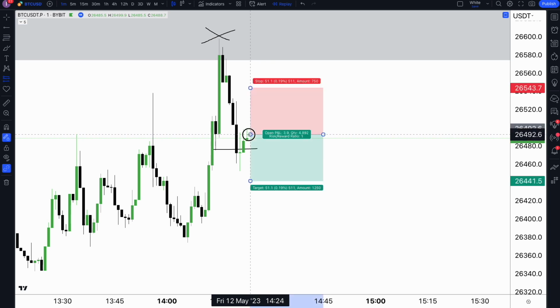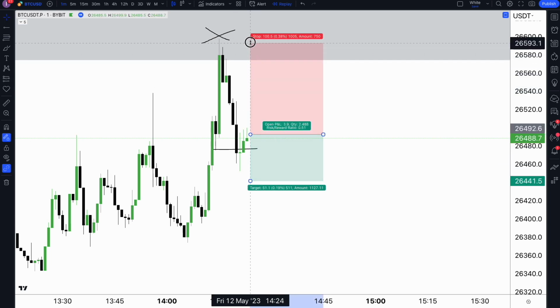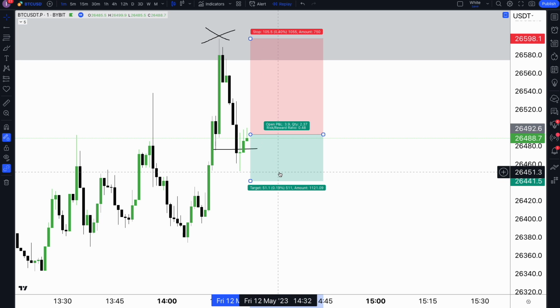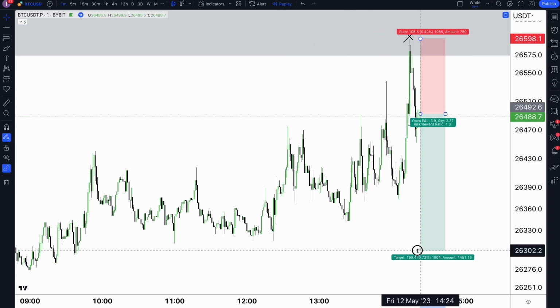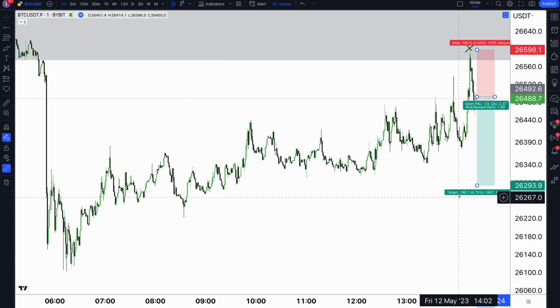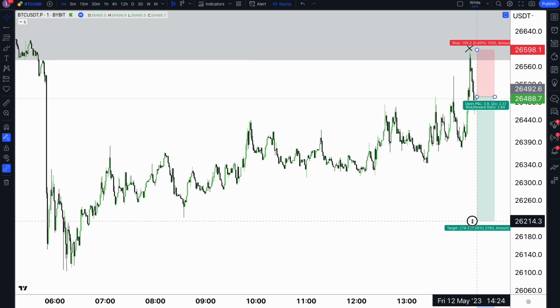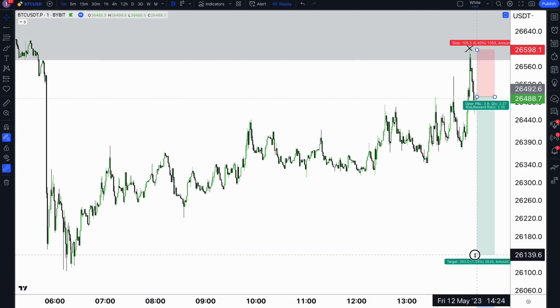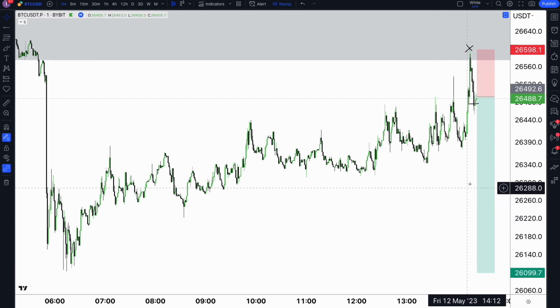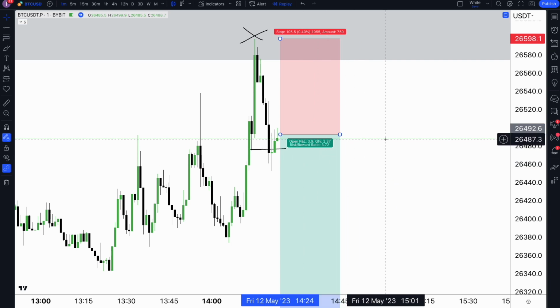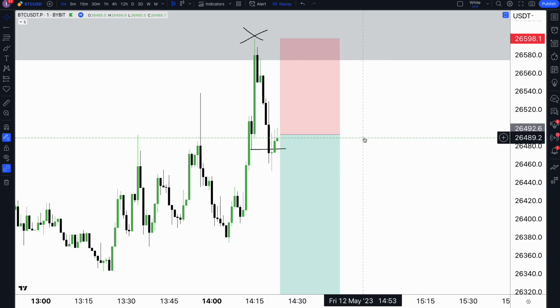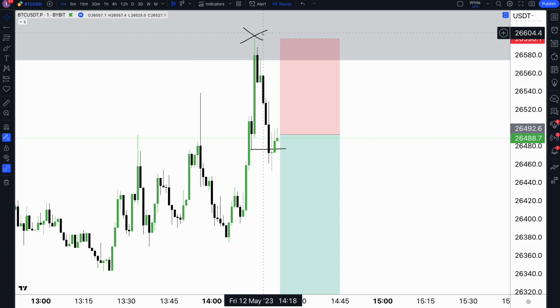So we enter from here with a stop loss above this initial high and targeting all these lows with a minimum risk to reward ratio of 1 to 2 or possibly higher. Here we just put our take profit below these lows and within this cluster, or we can target the low over here, which would then give us a 1 to 3.72 risk to reward ratio. And then from there we just wait for price to hit our target.